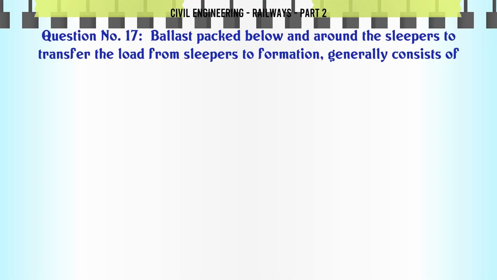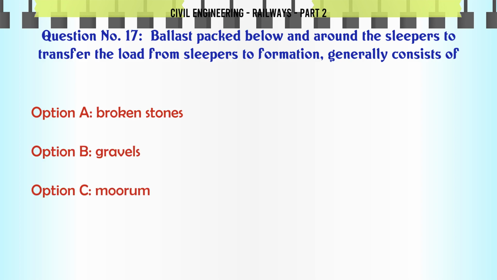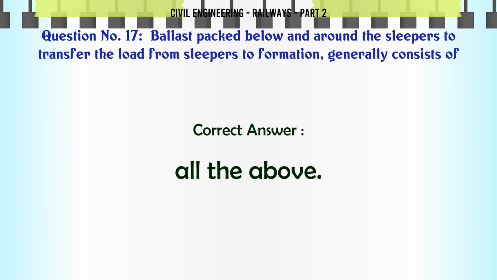Ballast packed below and around the sleepers to transfer the load from sleepers to formation generally consists of A. broken stones, B. gravels, C. murum, D. all the above. The correct answer is all the above.